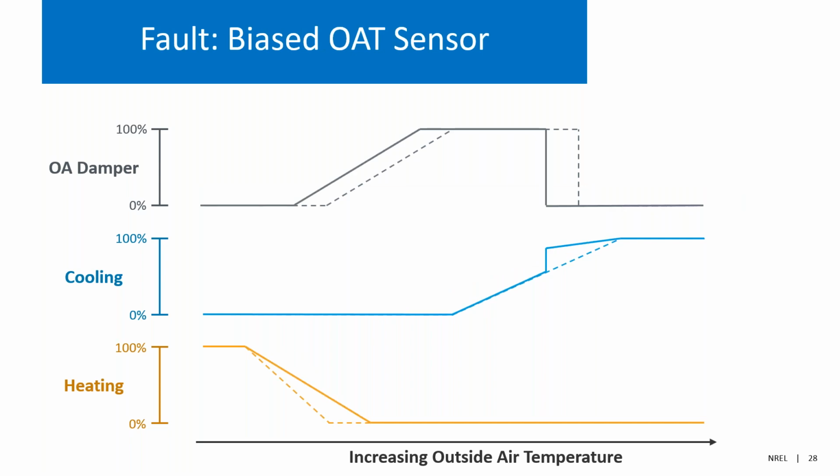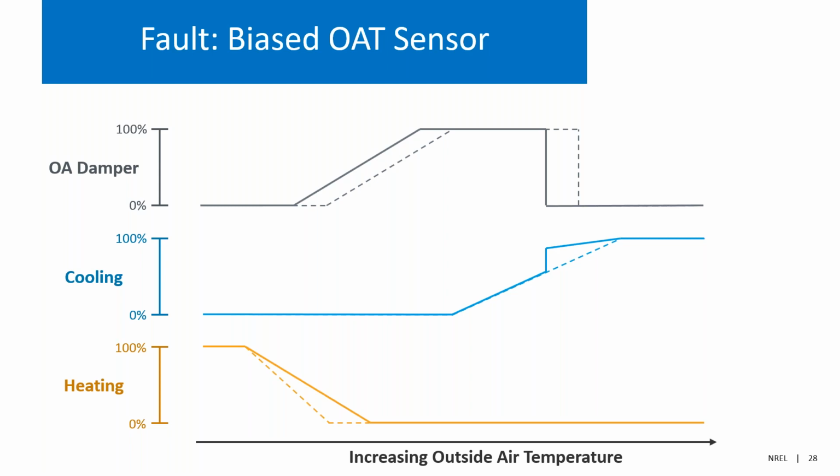Well, here's a bit more subtle fault. What if you just had a biased outside air temperature sensor? In this case, everything's operating properly except your temperature sensor is reading too high. For example, if it's actually 70 degrees outside, your temperature sensor might say that it's 80 degrees outside. And this is fairly common.